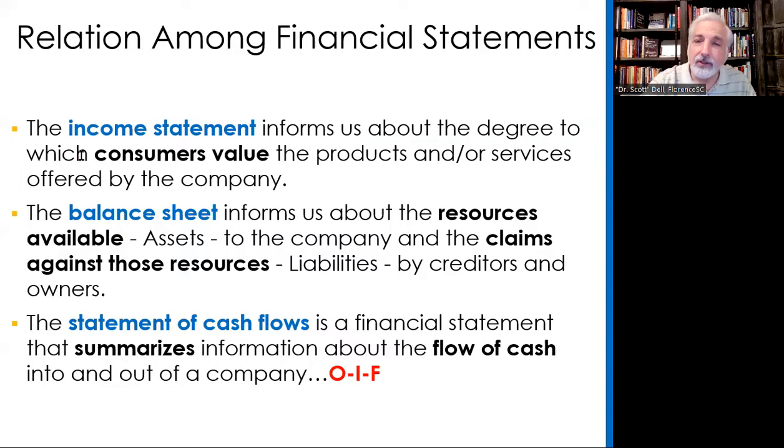The income statement is about the degree to which consumers value the products. These are the folks that are buying the stuff, the sales, and the expenses associated with those. The balance sheet is those resources and claims on those resources, the assets and liabilities. The statement of cash flow summarizes the flow of cash in and out. And we have the forever famous OIF, operating, investing, and financing categories that we deal with on a cash flow statement. Part of what we want to make sure is understood is that it is a summary, and we are able to make decisions and understand how things operate through cash flow.